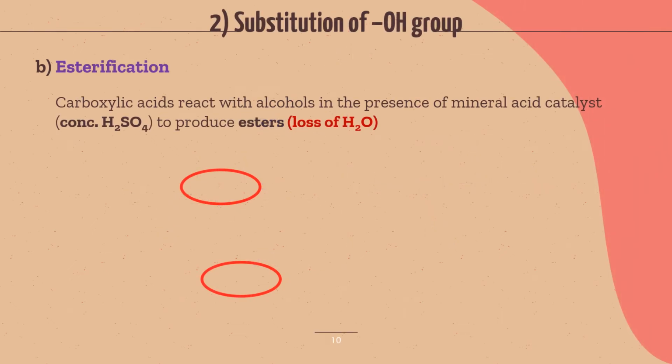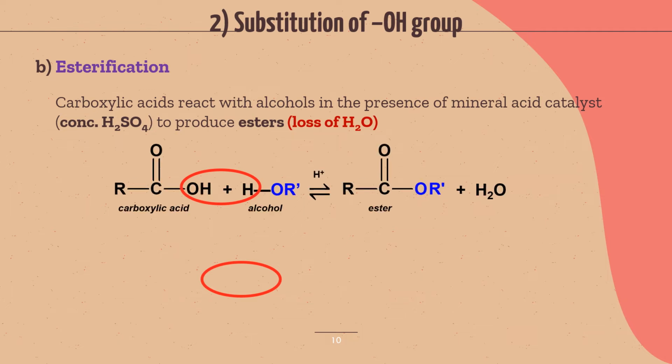And in the same substitution reaction juga kita ada esterification reaction. So you have met with this esterification reaction dalam reactions of alcohol. So here in esterification, we are going to react this carboxylic acid with alcohol in the presence of mineral acid catalyst iaitu concentrated sulfuric acid to produce esters.